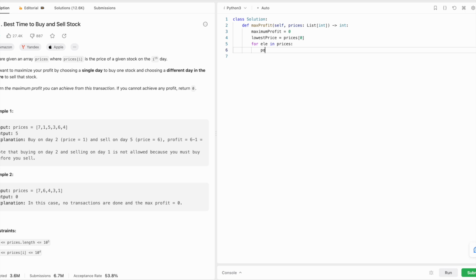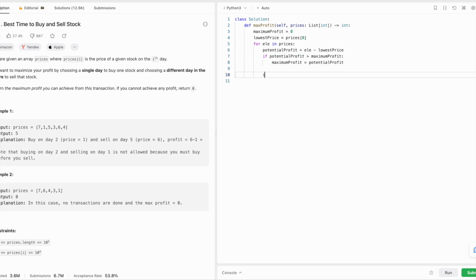What we're going to do is have a potential profit that we could make for every element. So that's going to be equal to the element right now minus the lowest price that we've seen previously. So we're assuming that we're selling at this element. What profit will we make? So let's say potential profit. Now, if this potential profit is greater than our maximum profit so far, then we can update our maximum profit to this potential profit. It's now our new maximum profit.